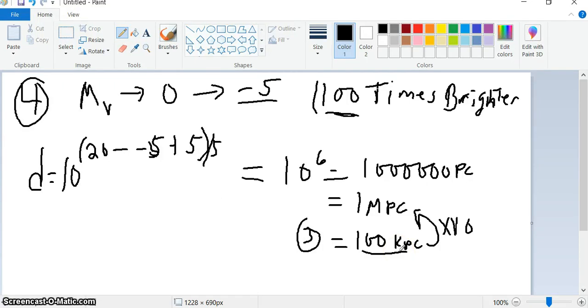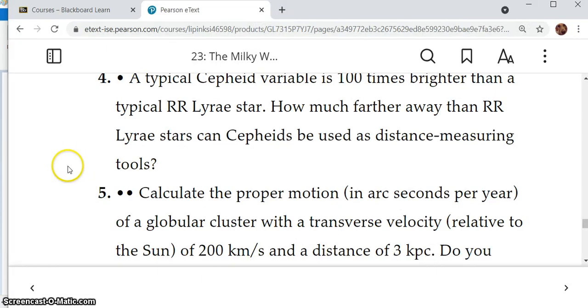All right, so let's look at number 5. And number 5, by the way, we actually did a lab on this, the lab about proper motion. So we'll take a look at this. All right, so here's number 5.